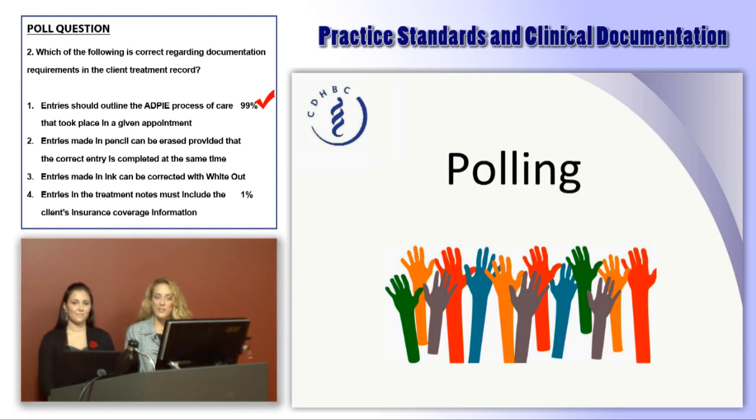Options 2 and 3 are incorrect, as Practice Standard 8 requires that entries in paper charts be non-erasable, in ink, and that the original entry is still visible once the correction is made, and that the corrections be initialed by the dental hygienist. Option 4 is incorrect, as there is no requirement in the practice standard that insurance coverage information be documented in the treatment notes. In fact, financial information is best housed in the accounting portion of the chart.